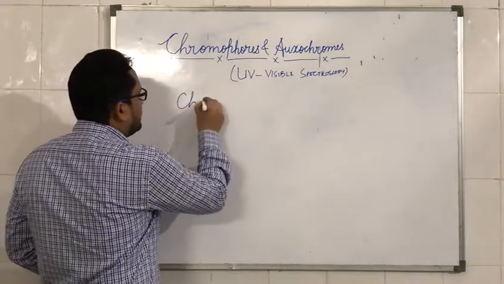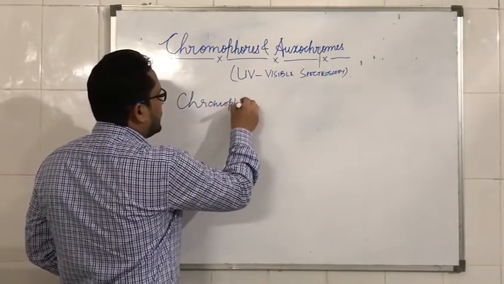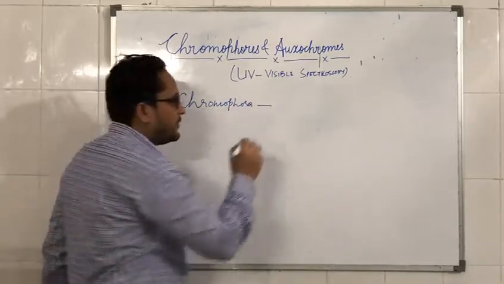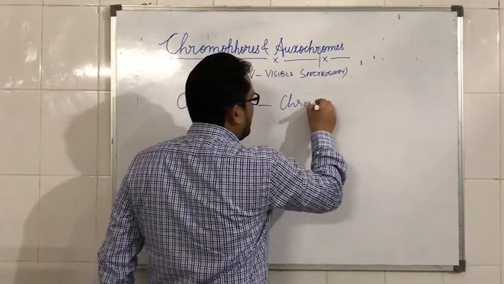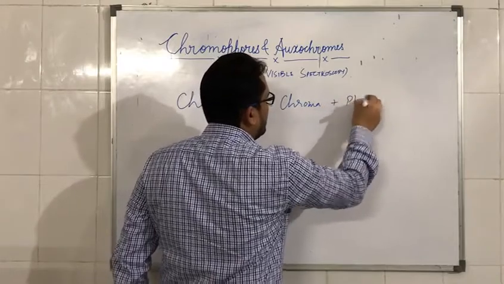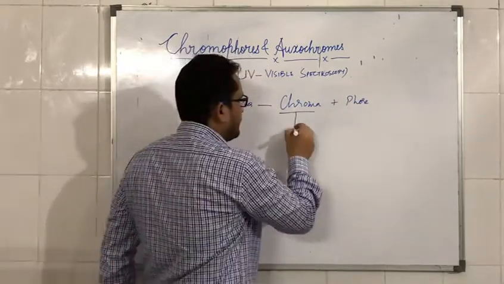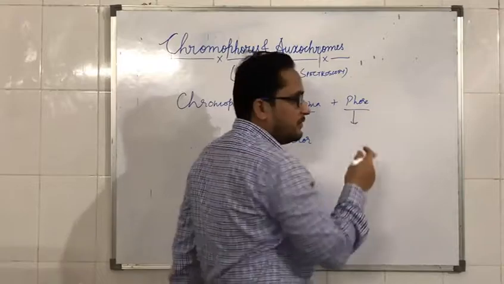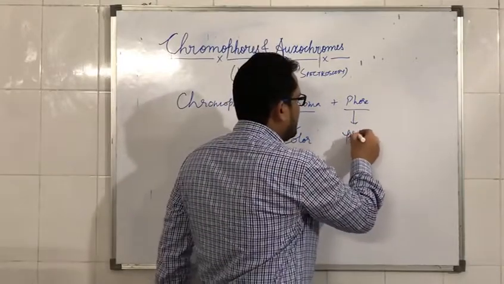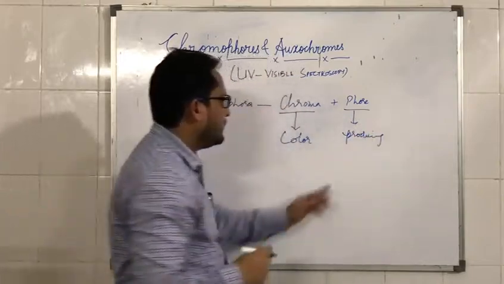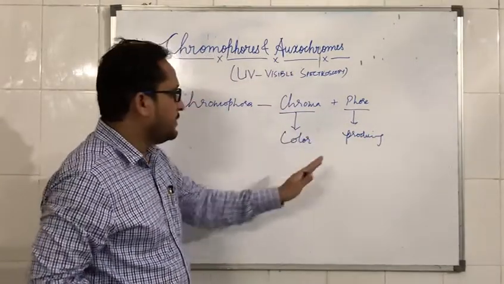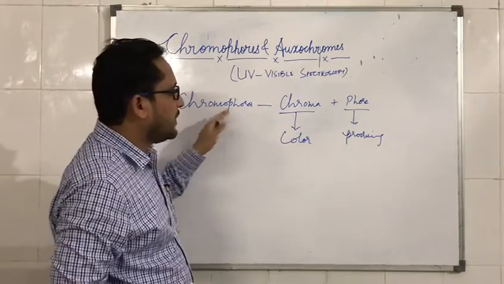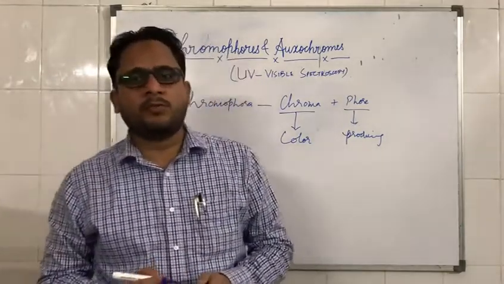Today we will learn the concept of chromophores and auxochromes in ultraviolet and visible spectroscopy. The term chromophore is basically formed by two different words, chroma and phore. Chroma means color, while phore means anything which produces something. So it means producing something. So chromophore means producing color. Any group which can produce color is known as chromophore.